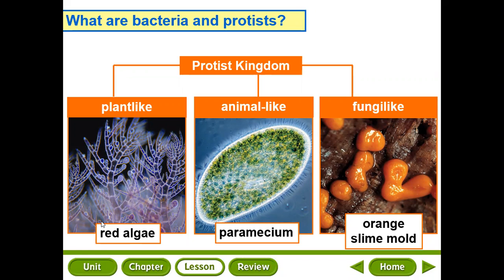Now, amoebas are similar to animals. How are they similar to animals? Number one, they move from place to place. The second, they obtain food by eating other organisms. Fungus-like protists, such as slime molds, look at the chart: slime molds break down dead organisms to obtain food.